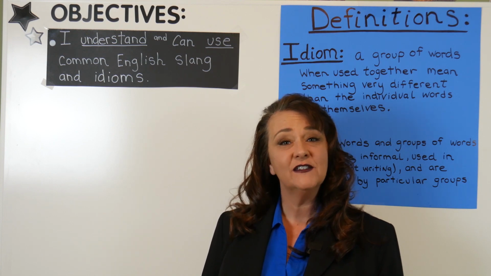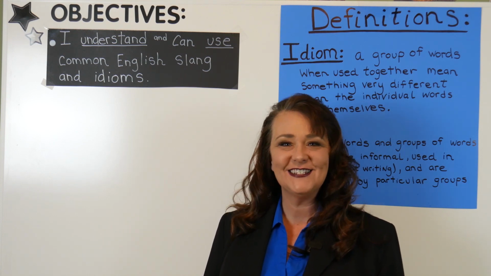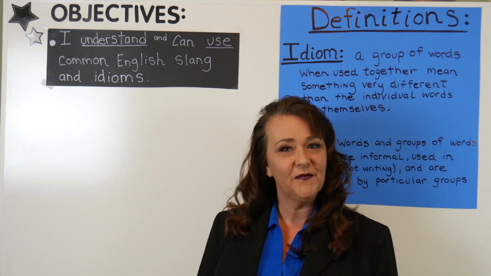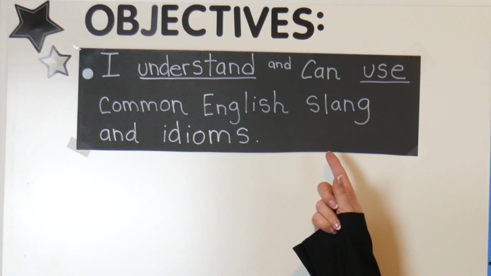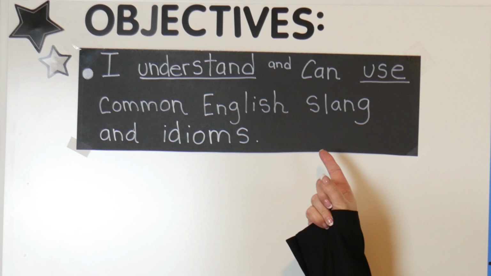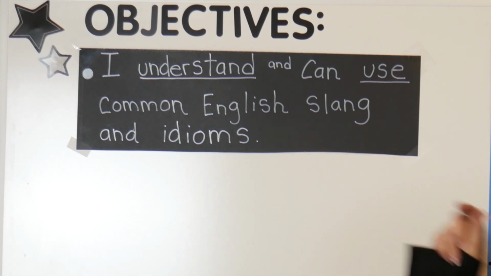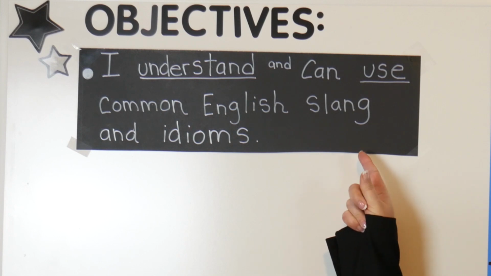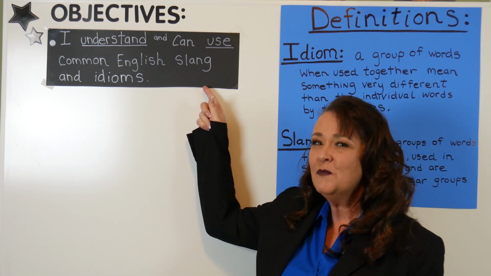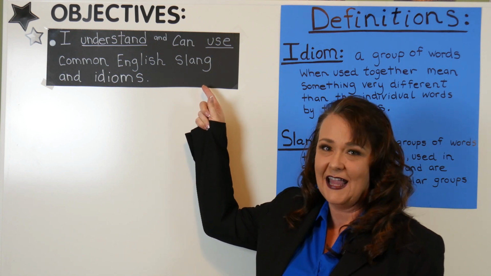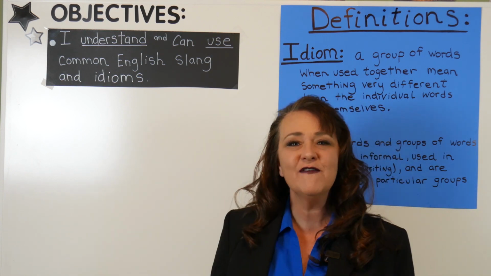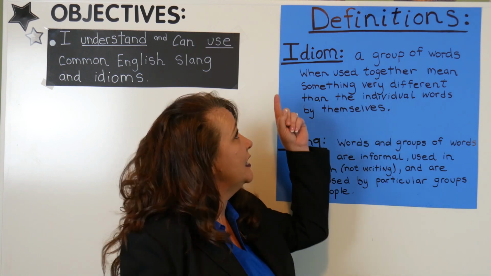Today's lesson has a few objectives and I'd like to talk about those objectives right now. As you can see, we're going to continue our lessons on idioms and slang. Our objective for this lesson is to understand and use common English slang and idioms. I think it's important to review slang and idioms, so I have those definitions up for you right here.